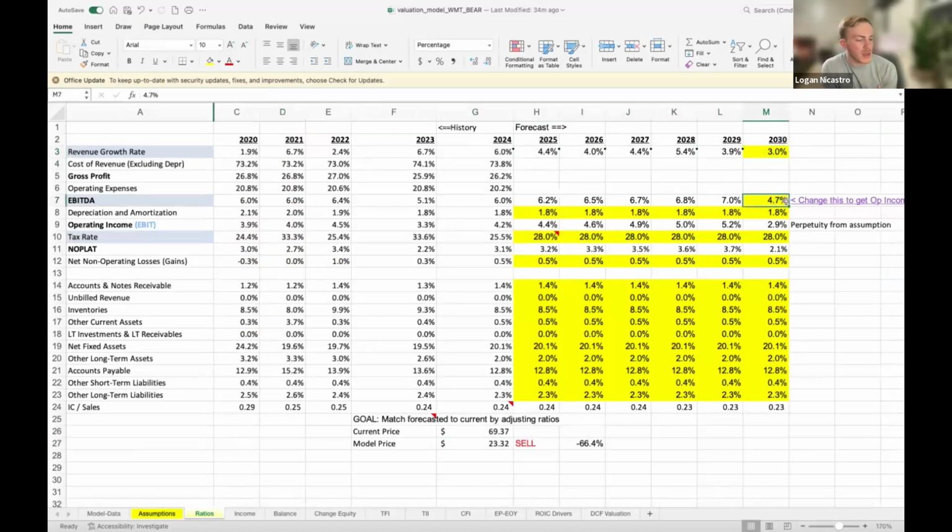The EBITDA, again, I think I need to change this, because there was some confusion there. So what was it, 6.6? Well, the real question is, in your bear scenario, what would you think the EBITDA margin would be? Would it be going down?